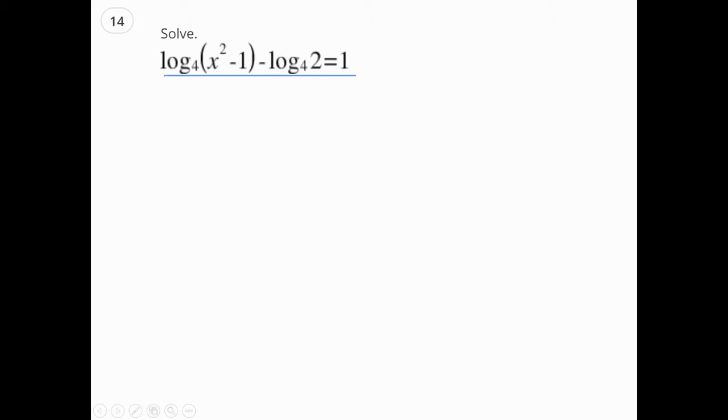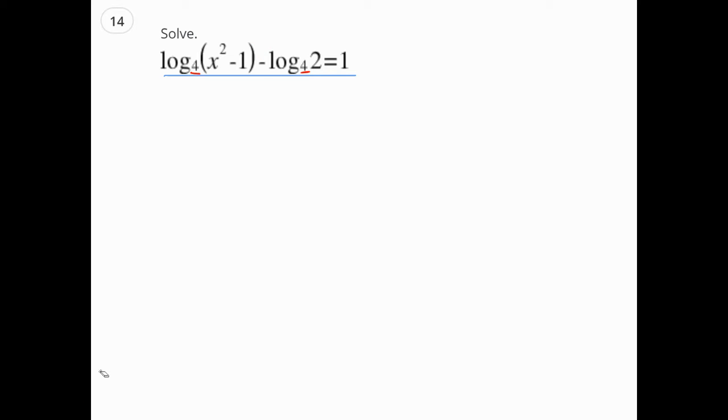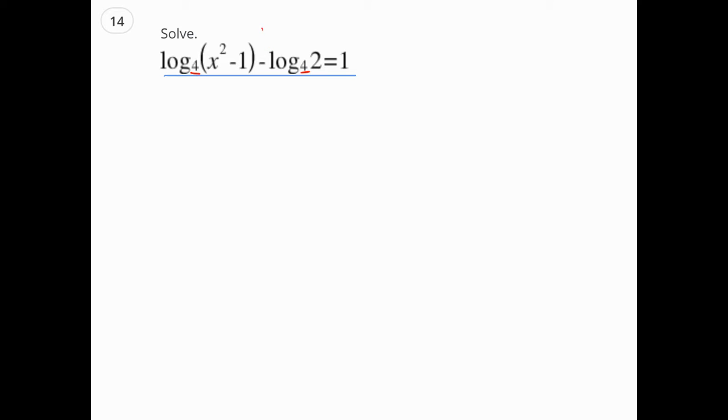So number 14, again, I see those matching bases, 2 logs, same bases, and I see subtraction. So I'm probably going to want to do division here. Just for the heads up, that's not the only way to do this problem. If you follow the log question on the second expression, you can do 4 to what power is 2 if you happen to be able to figure that out. If not, just do the condense.